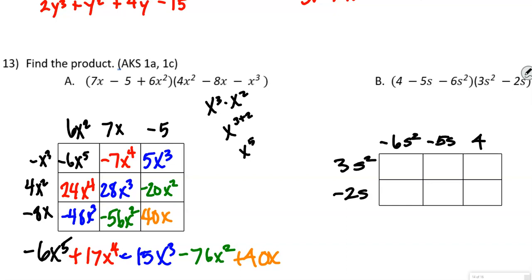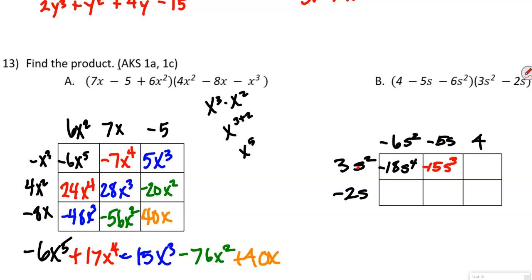So we're going to multiply these terms together. Negative 6 times 3, that's negative 18. S squared times s squared is s to the fourth. Okay, we're going to do a negative 5s times the 3s to the second. So that's negative 5 times 3, that's negative 15. S squared times s is s to the third.